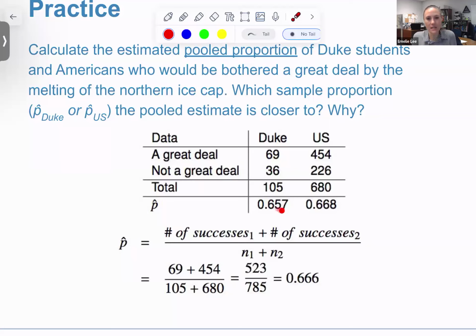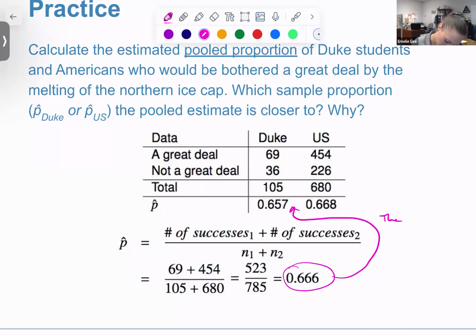Notice, it makes sense that if I'm pooling these two, my pooled proportion should be somewhere in that same realm, right? It's going to be overpowered towards the bigger sample, but that's okay. So notice here, the pooled proportion, this is just a way of checking to make sure that you did it right. The pooled proportion should be between P1 hat and P2 hat.